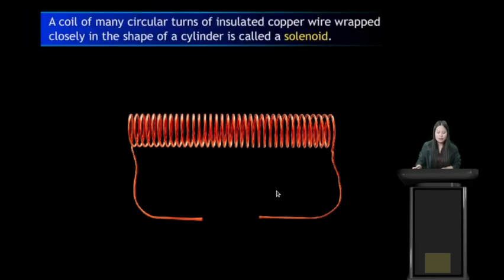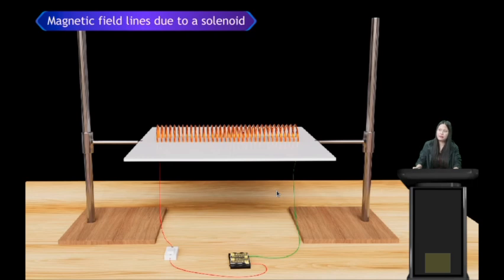Okay, so what is a solenoid? A coil of many circular turns of insulated copper wire wrapped closely in the shape of a cylinder is called a solenoid. So a solenoid is a conductor in the shape of a cylinder. It consists of a number of circular turns, and it is in the shape of a cylinder. Now let us see magnetic field lines due to a solenoid.